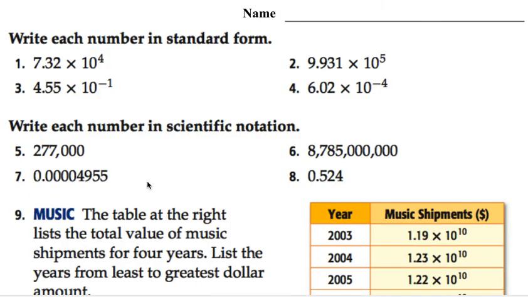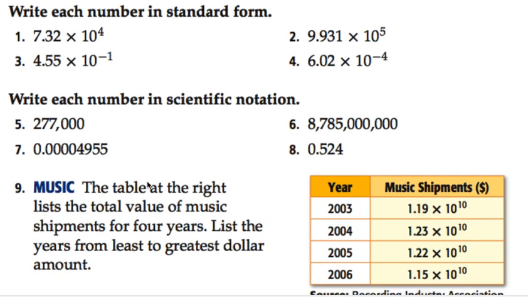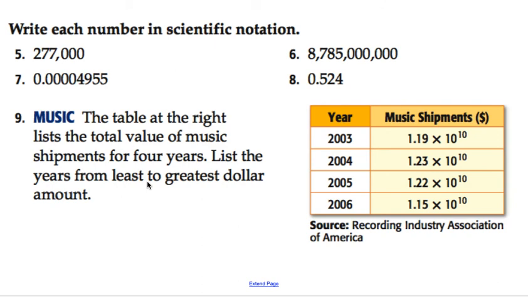Here's a little quiz for you. Go ahead and write these, the first 4 in standard form, the next 4 in scientific notation, and then lastly there is a table for you to go ahead and order from the least to the greatest. So pay attention to what you're doing here. This one is least to greatest. You want the smallest one first. And luckily for you, all the exponents are the same, so that one should be pretty straightforward.